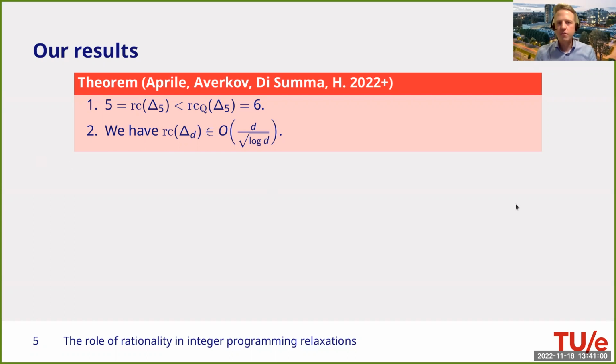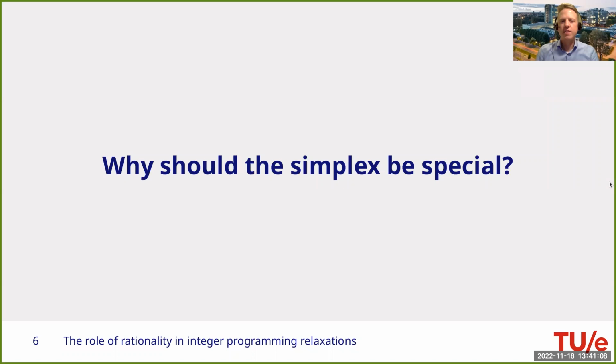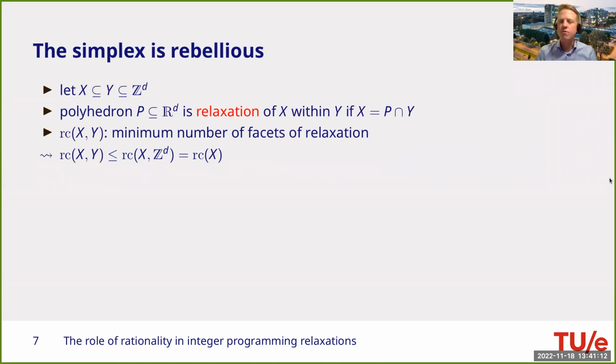If that's not the case, then let's maybe start, before we talk about the details of the proof: why do we actually care about the simplex? And the main reason is that the simplex turned out to be rather rebellious, because any kinds of techniques that we tried to tackle the simplex did not work out. And in the beginning, we thought there cannot be a difference between the relaxation complexity and the rational relaxation complexity.